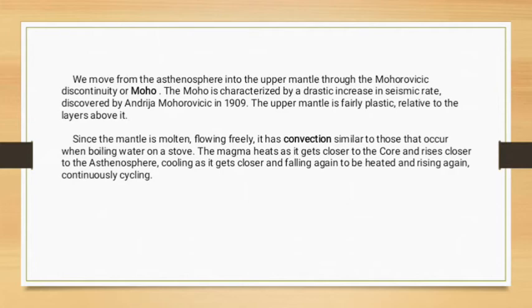Since the mantle is molten, flowing freely, it has convection similar to that which occurs when boiling water on a stove. The magma heats as it gets closer to the core and rises closer to the asthenosphere, cooling as it gets closer and falling again to be heated and rising again, continuously cycling.